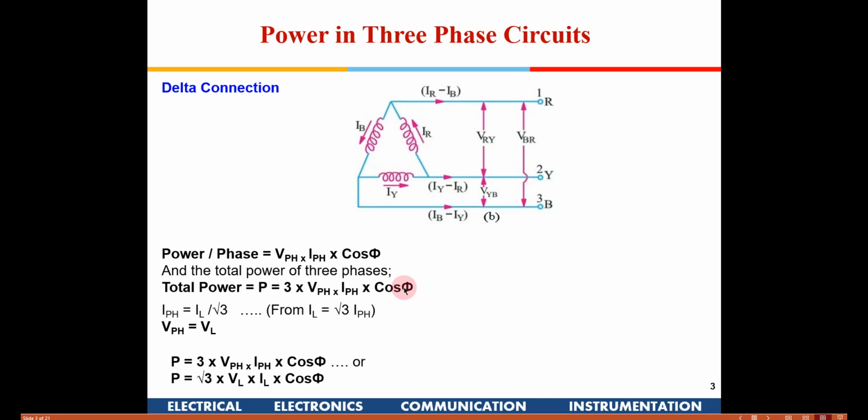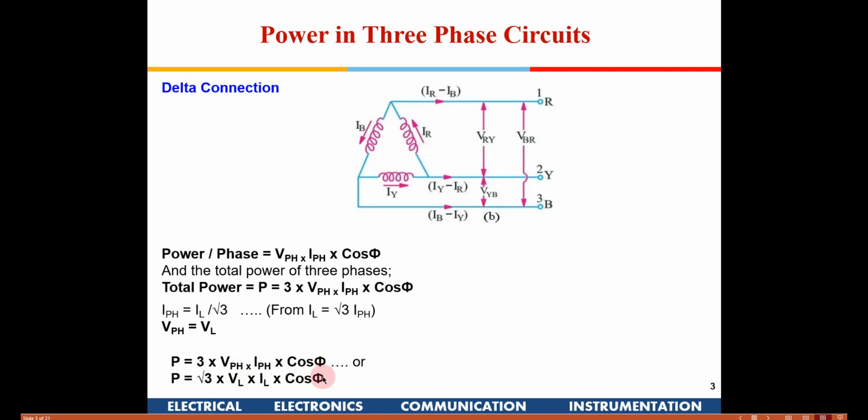Now if you want to express the same thing in terms of line voltage, then in this case we know for a delta connection that the line voltage and the phase voltage are the same, whereas the line current is √3 times the phase current, so the phase current is IL divided by √3. So if I substitute that here, then the √3 and this √3 get cancelled. So again I get √3 times VL IL COSPHI.